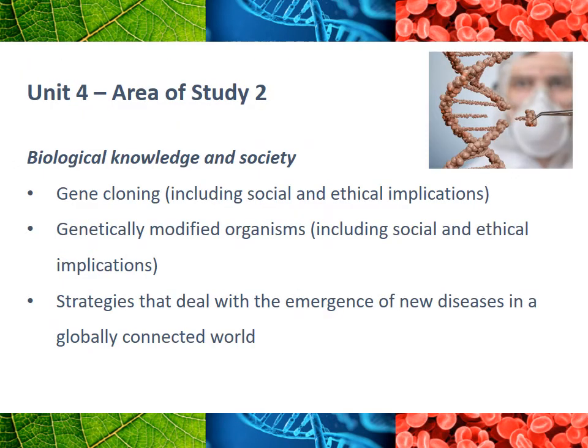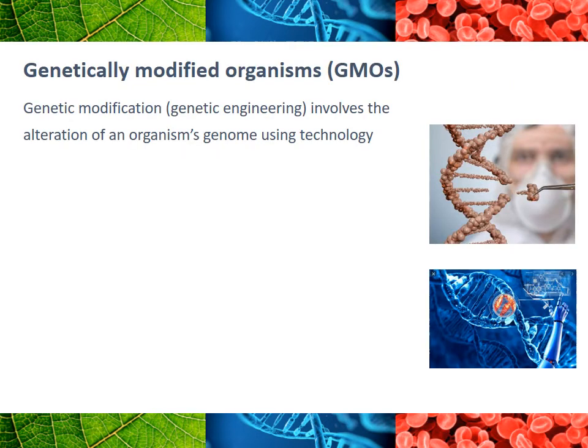Okay, we're going to now focus on this. This is a particular area where DNA technology is used in science and in particular agriculture. So genetically modified organisms, or GMOs, involve altering an organism's genome using technology. We'll come back to this in a second, but this is a big distinction. Okay, so it's actually changing the DNA of an organism.